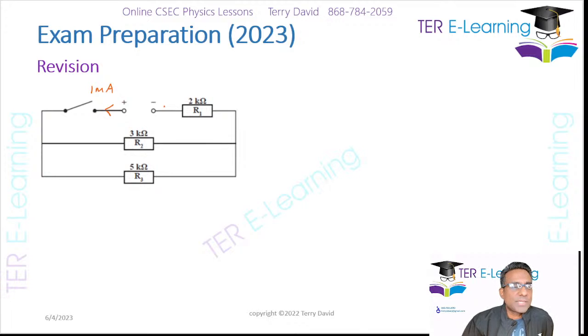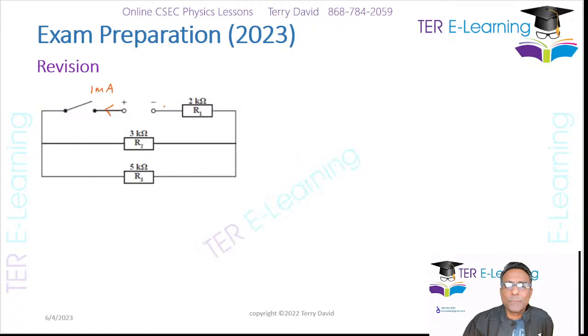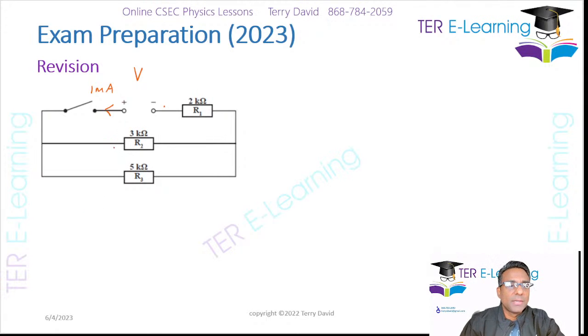And what the question wants, let's go back here: assuming negligible losses in connecting wires, calculate the required potential difference of the supply. So you want to calculate V here. What is the potential difference of the supply?